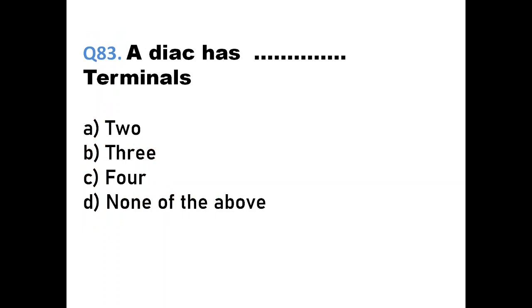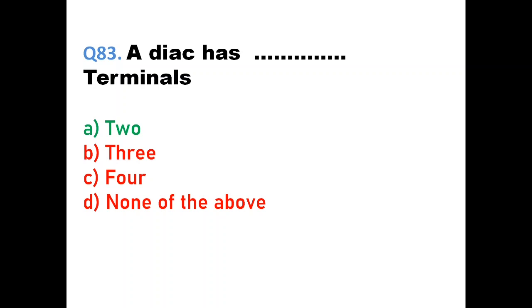A DIAC has dash terminals. Now we know that a DIAC is a two-terminal device. It is a bidirectional switch, a bidirectional device, and it works for AC. It is the AC version of a diode, a diode for AC. So here the answer should be two-terminal. It does not have anything called a gate or base type of terminal, so it is only two terminals.